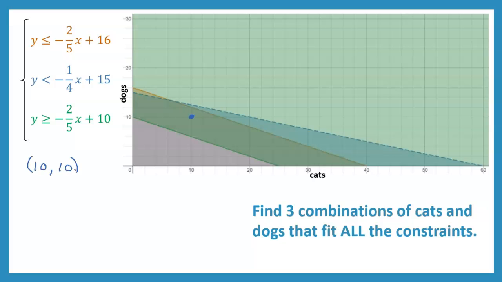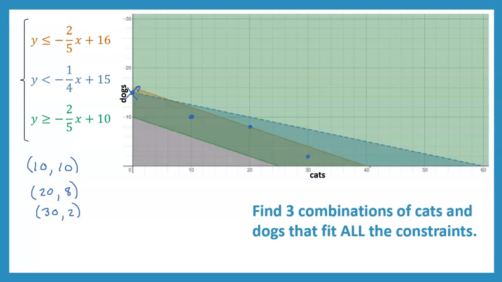That's a possibility. And maybe, let's see, how about 20 and 8? That one might be good. And let's do 30 and 2. That's right inside. What about this one? This one's 0 cats and 15 dogs. Can we do that one? Would this one work? So this one is on a dotted line. It's right on the dotted line boundary. And since we don't include dotted lines, that one actually doesn't work. So we couldn't do 15 dogs and 0 cats.